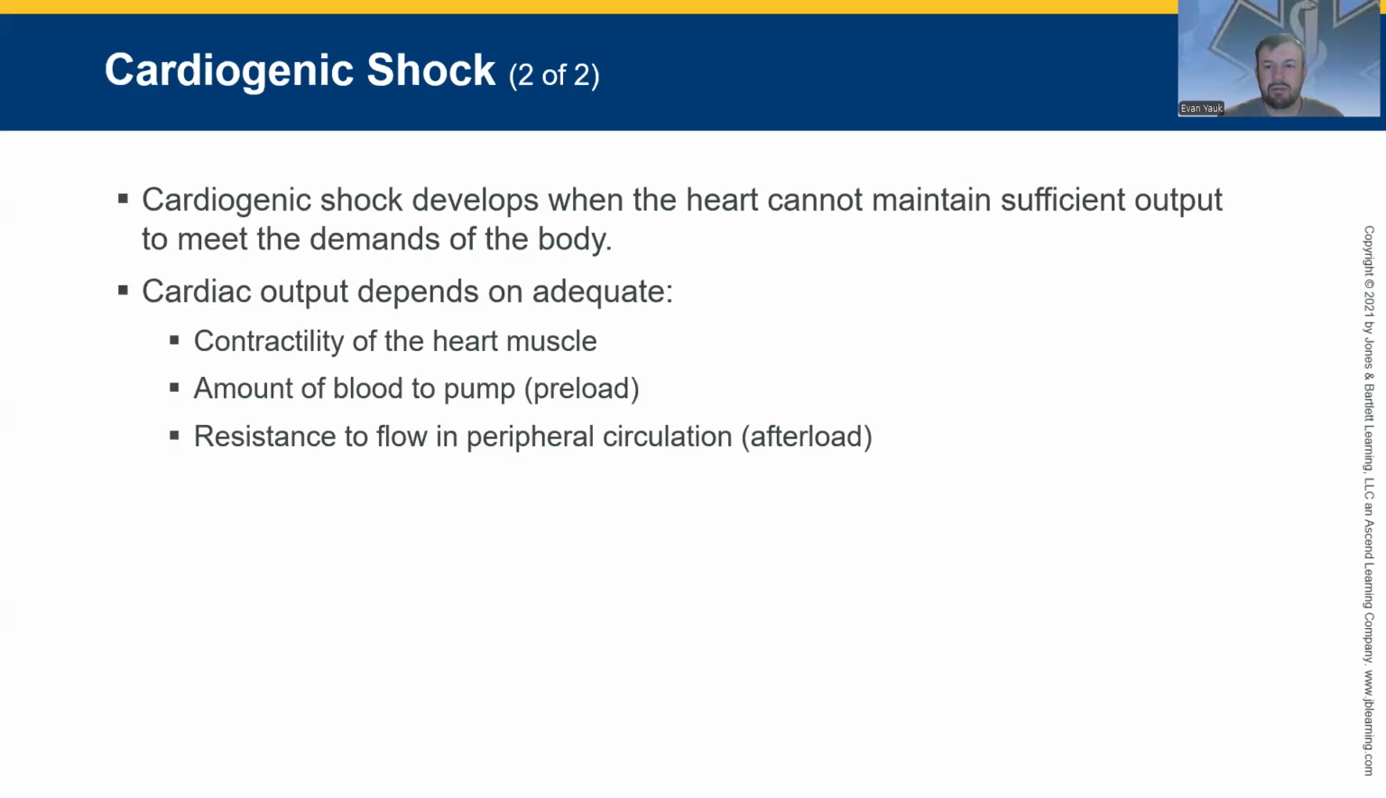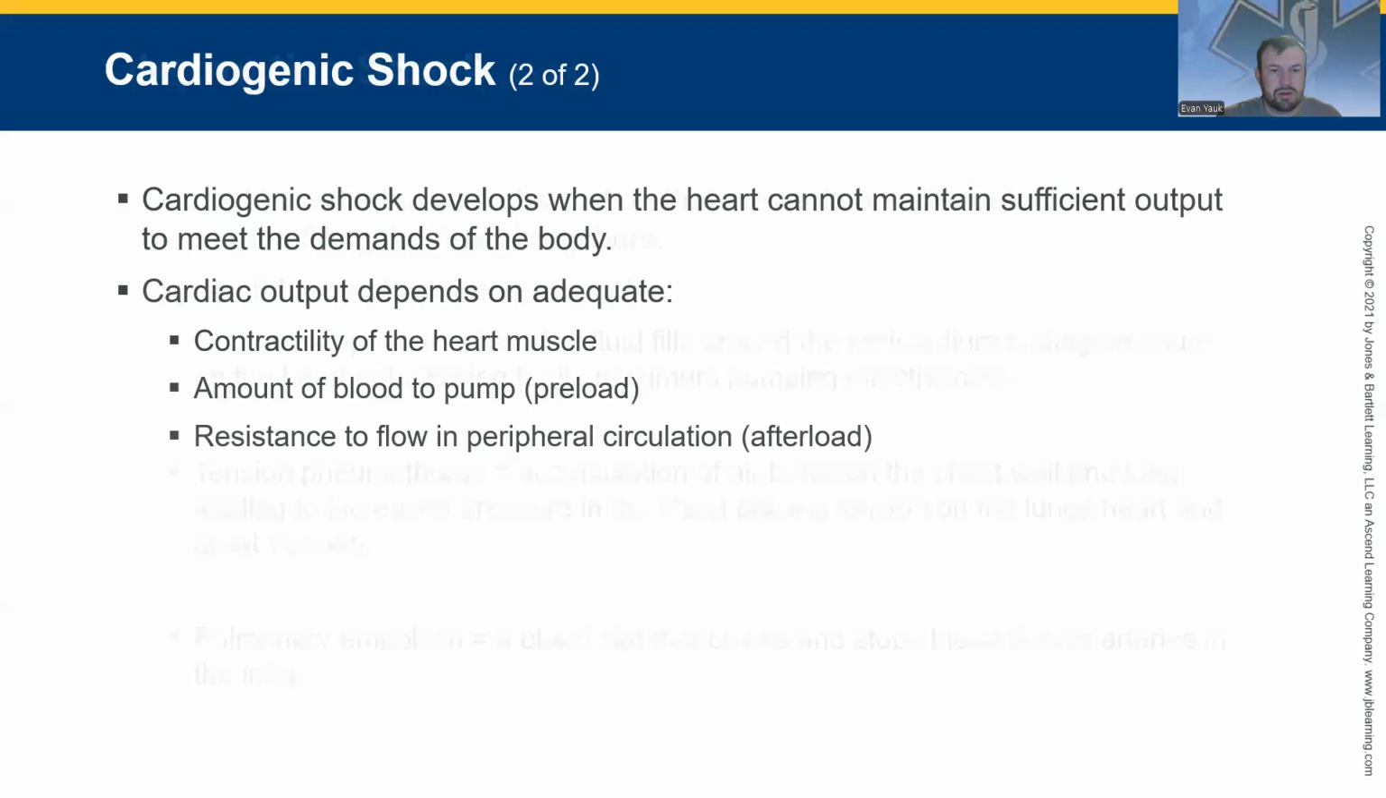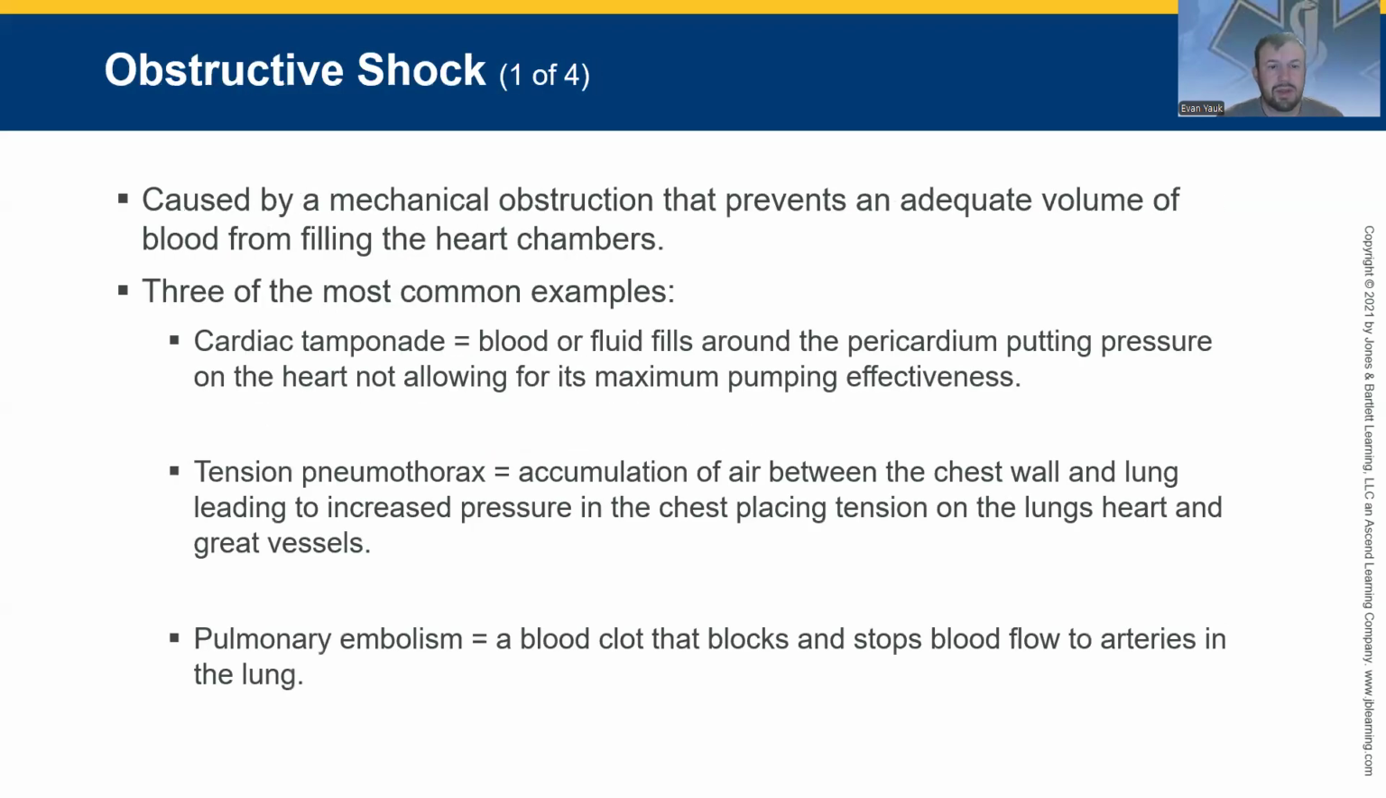Cardiogenic shock develops when the heart cannot maintain sufficient output to meet the demands of the body. Cardiac output depends on adequate contractility of the heart. So that heart muscle, we've talked about how it needs to be able to flex. When it can't do that properly, we've got an issue. It also depends on the amount of blood to pump, or preload, and resistance to flow in the peripheral circulation, afterload. I should have put the definitions on there. They are in your book.